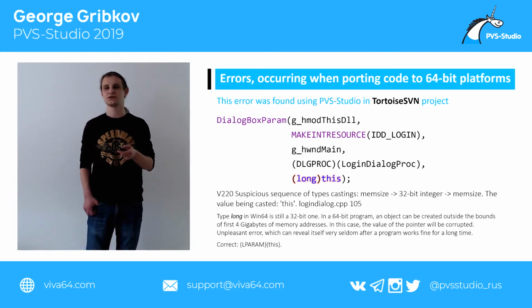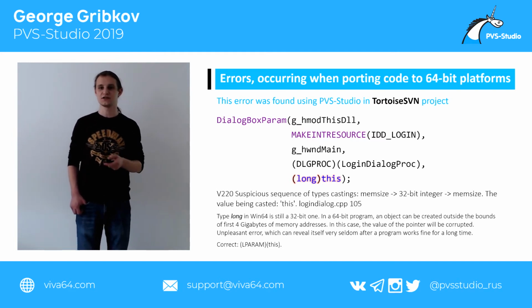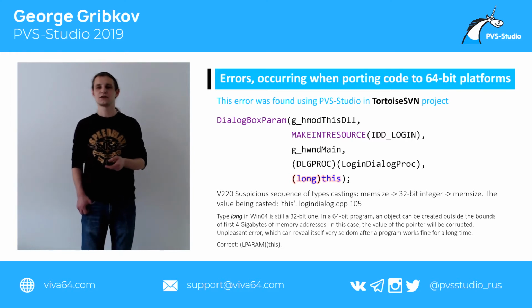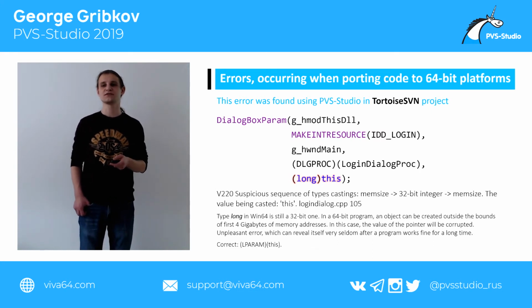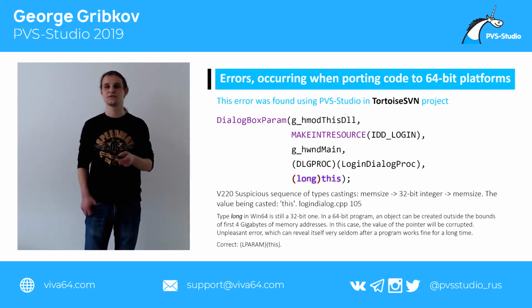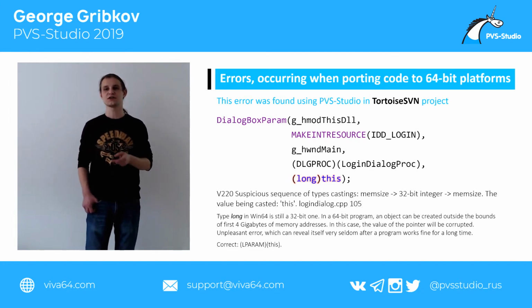There's a whole set of diagnostics, in fact PVS-Studio began with this, for finding various errors when porting code from 32-bit to 64-bit platforms. We have several articles on the site dedicated to this. Consider one example. This pointer is cast to a variable of a long type. The fact is that long in 64-bit versions of Windows is still 4 bytes, and pointers are 8 bytes wide. Therefore, a situation arises here.